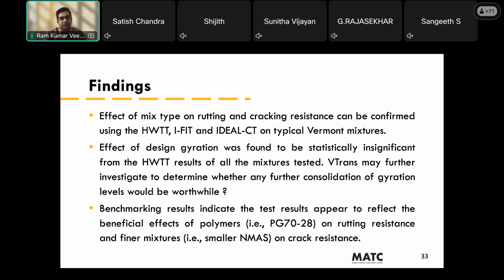So VTrans may further investigate whether any further consideration of the gyration level is worthwhile, or whether they should consolidate the gyration level requirements. And the benchmarking results indicate that the test results appear to reflect the beneficial effects of polymer. So we saw a significant impact of the PG 70-28 binders on the rutting resistance, and for the fine mixtures on the cracking resistance.